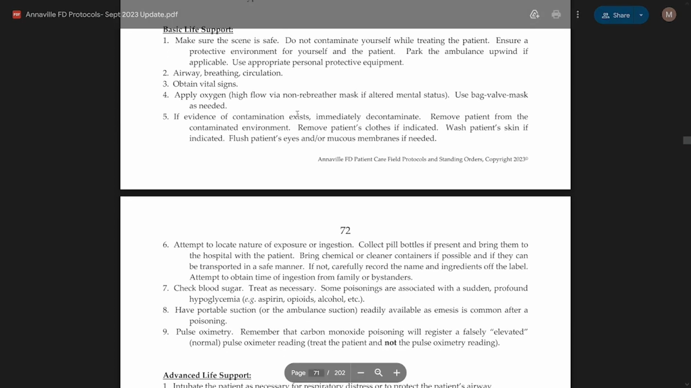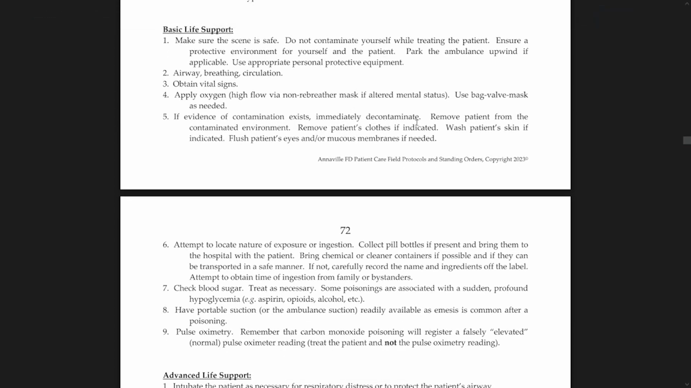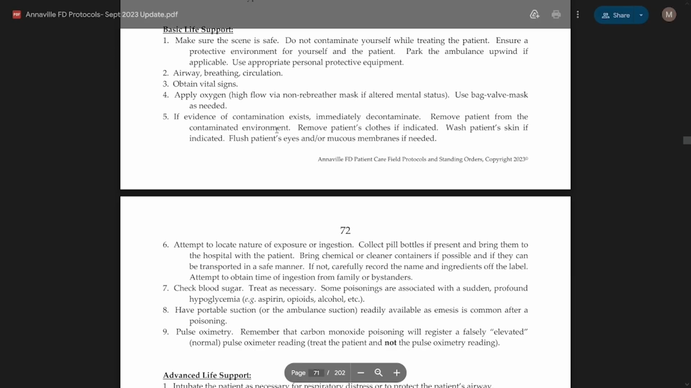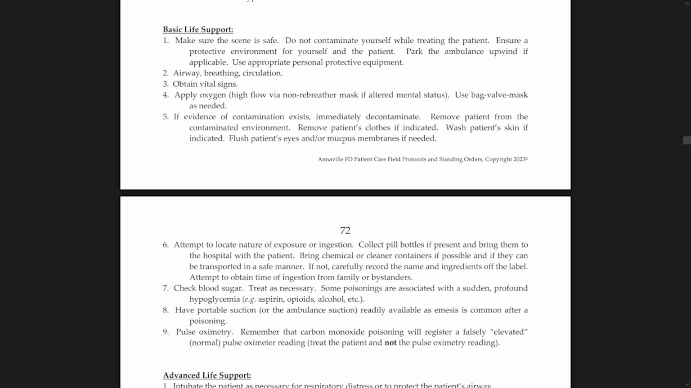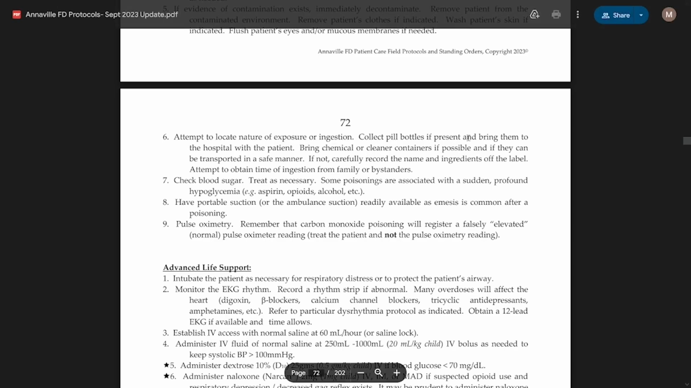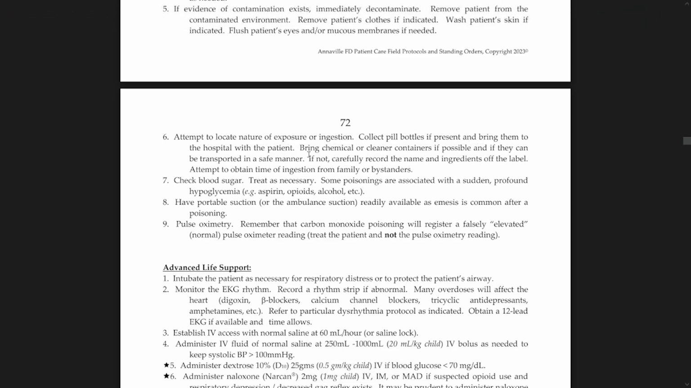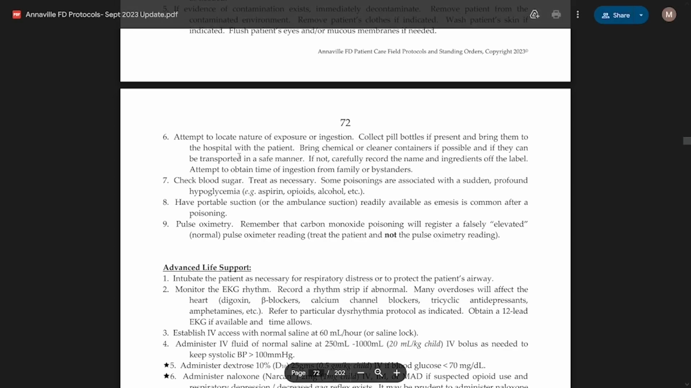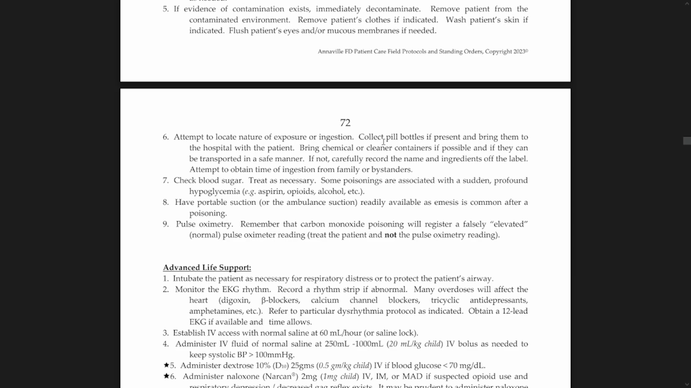If evidence of contamination exists, immediately decontaminate: remove the patient from the contaminated area, remove the patient's clothing, wash the patient's skin if indicated, and flush the patient's eyes or mucous membranes if needed. Attempt to locate the nature of exposure or ingestion, collect pill bottles if present, and bring them to the hospital with the patient. Bring chemical or cleaner containers if possible, if they can be transported in a safe manner. If not, carefully record the name and the ingredients off the label.